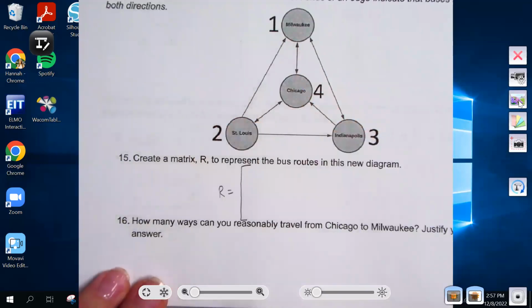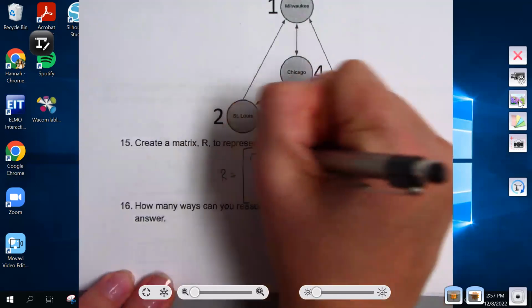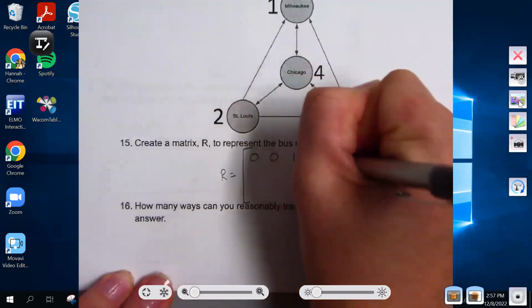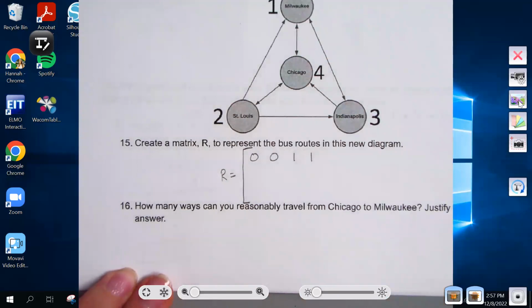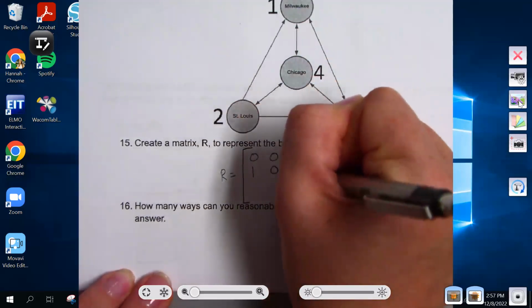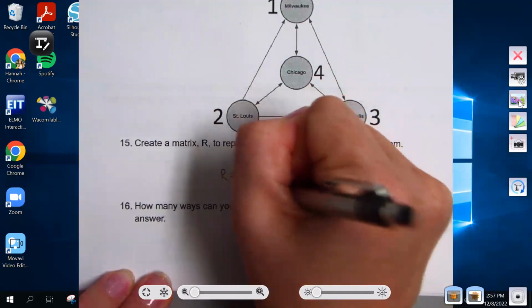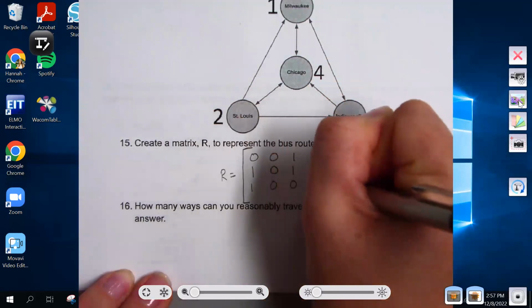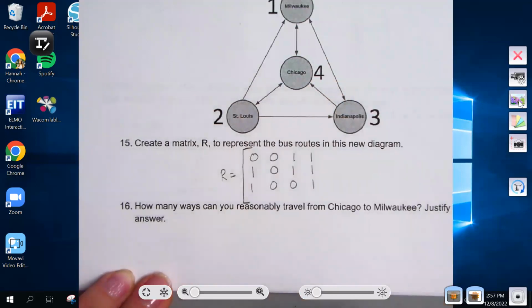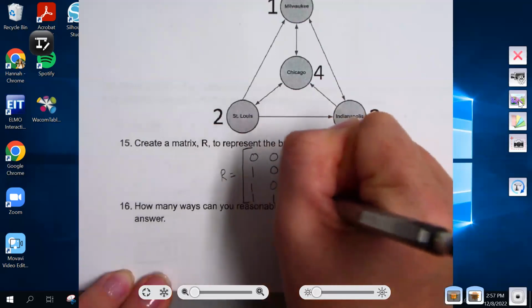So the first row of your matrix should be 0, 0, 1, 1. Your second row should be 1, 0, 1, 1. Your third row, 1, 0, 0, 1. And your fourth row, 1, 1, 0, 0.